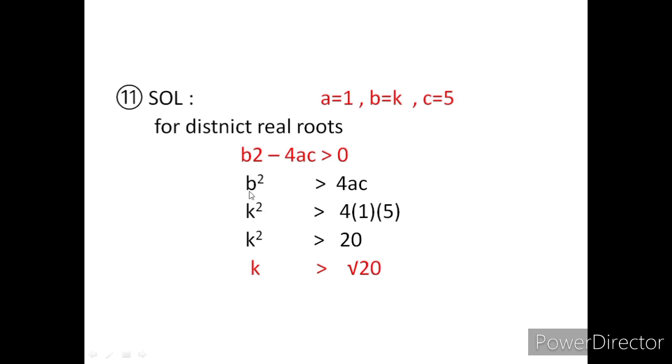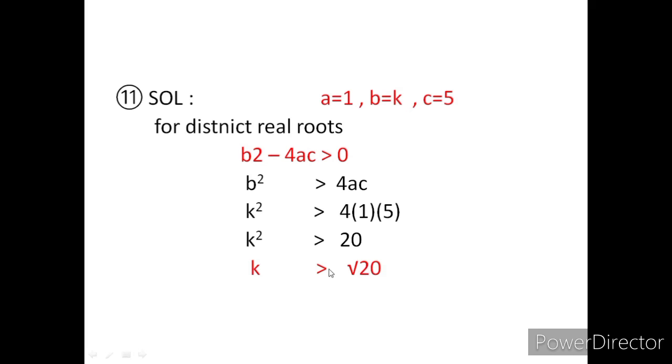Thereafter substitution is going on. In place of b, I will write k. Here k should be kept as it is. Here a is, according to this one, a is equal to 1. Then c, according to this one, c is 5. Therefore the product is 4 into 1 into 5, 20. You have to find the value of k only. Therefore you have to transpose this square to this side. It becomes root. Therefore the final result is k greater than root 20.